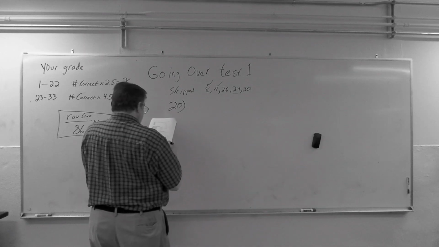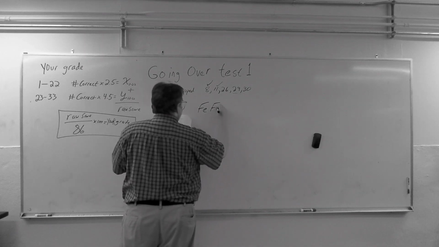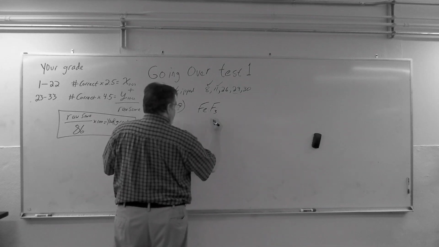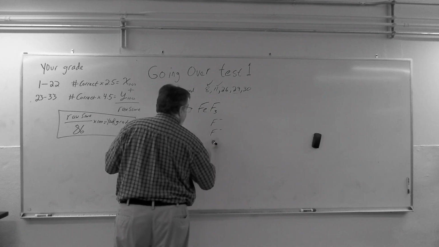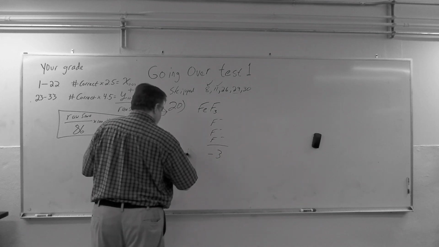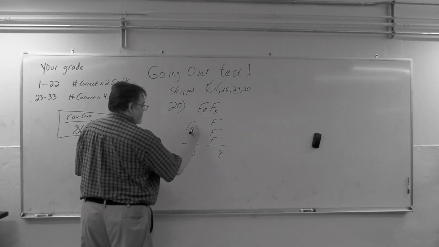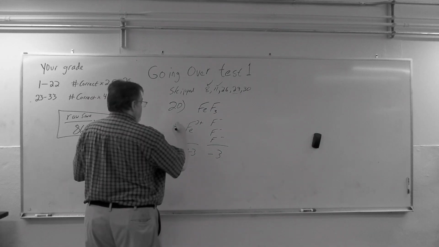This is saying you've got Fe, F3, and it's asking what is the charge on Fe here? F is -1. You've got 3 of them, so you've got a -3 charge. You need a +3 on this charge. There's only 1 Fe, so it's all here. So 3 plus is the answer.